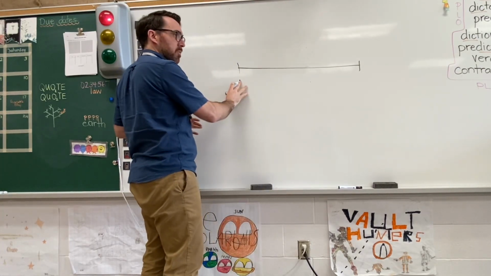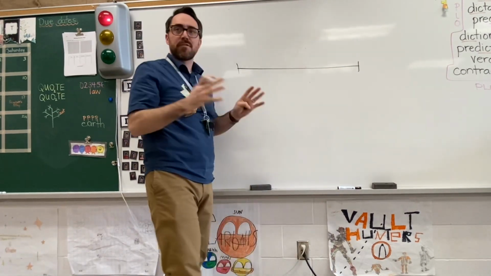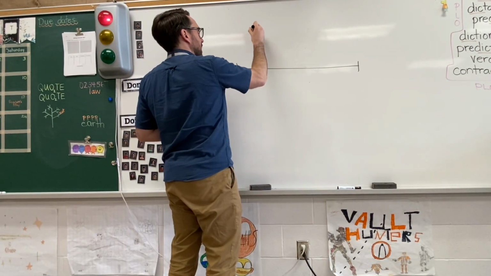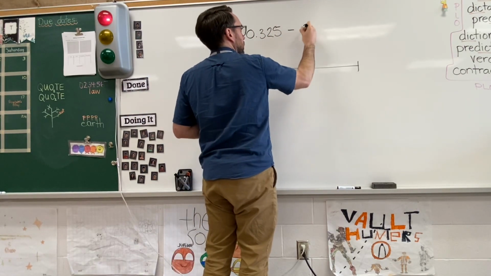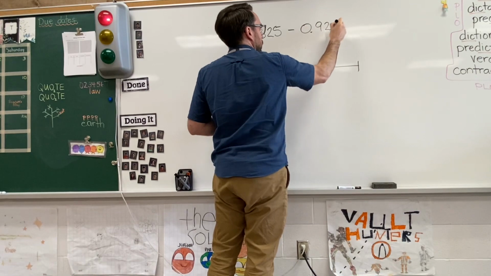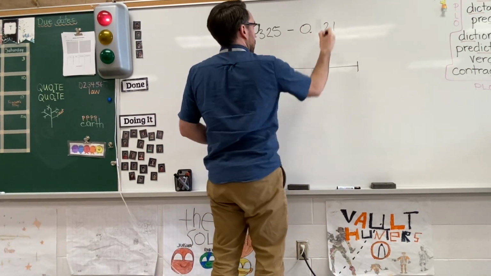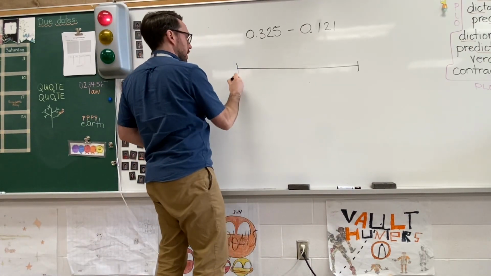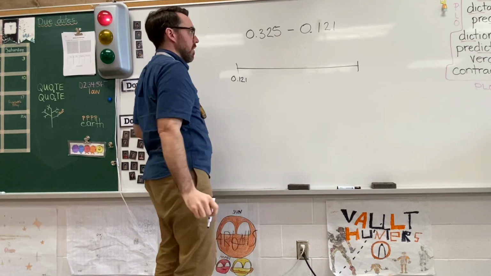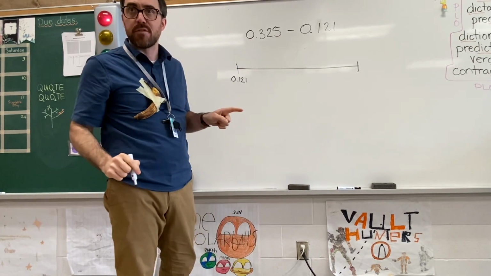All right, so how to do this with decimals is like this. The lower decimal on the bottom, I'm going to count up to the higher decimal to find the answer. So a question like this, 0.325 subtract 0.921. That won't work. That's too big. 0.121, okay? So I put 0.121 here, and I'm going to count up to 0.325, okay?